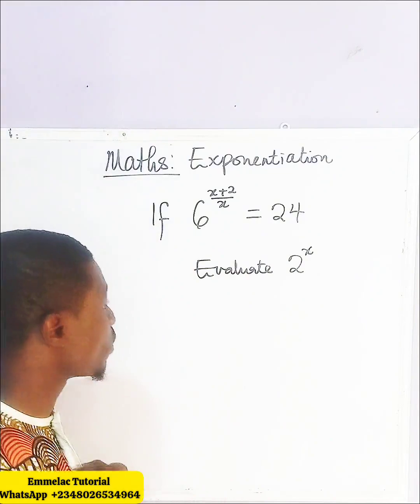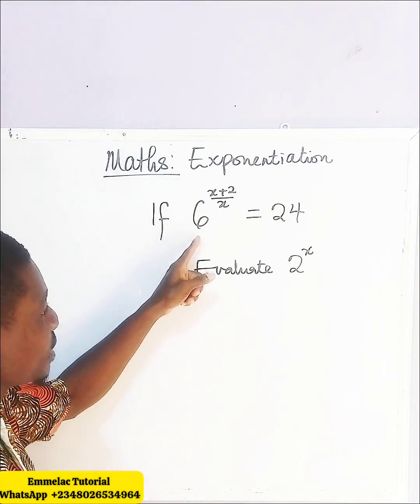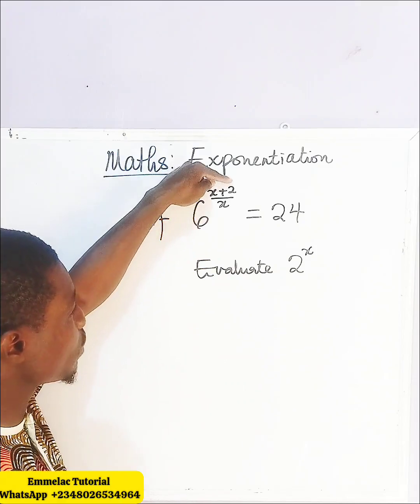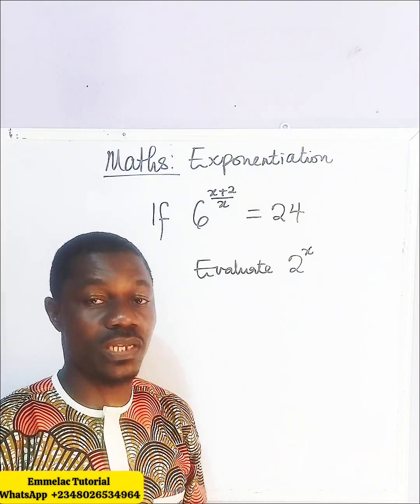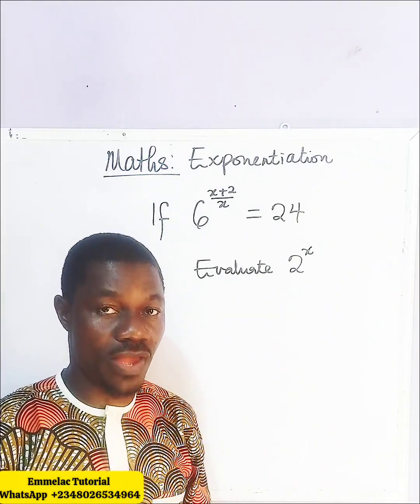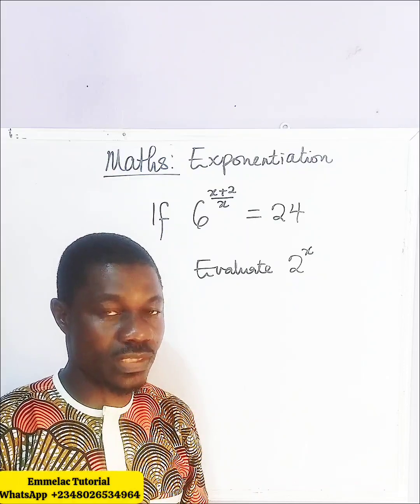Now let us look at this question. It says that 6 raised to the power of (x + 2)/x equals 24. We are told to evaluate 2 raised to the power of x. So how do you get started?